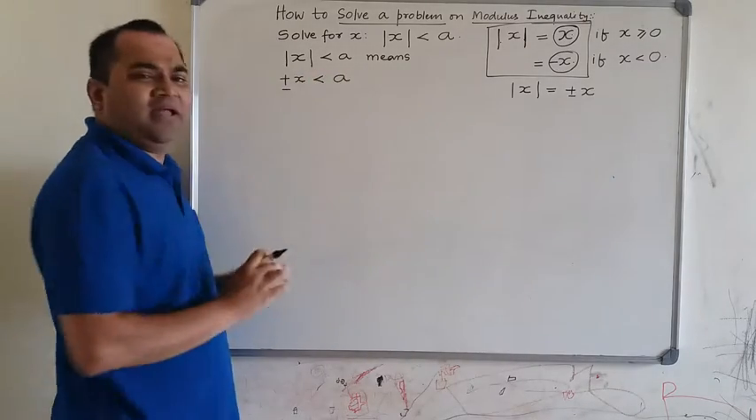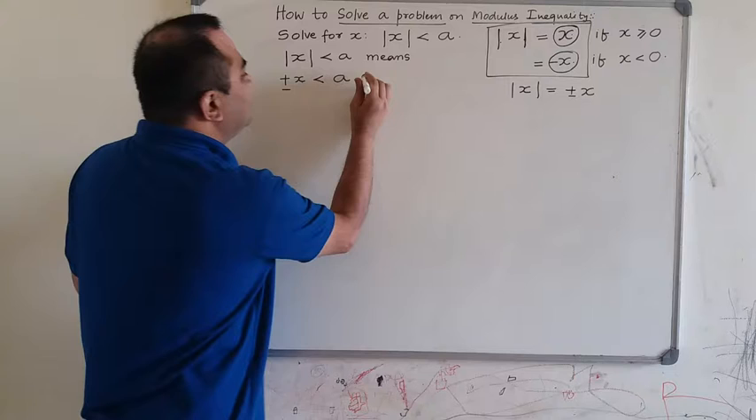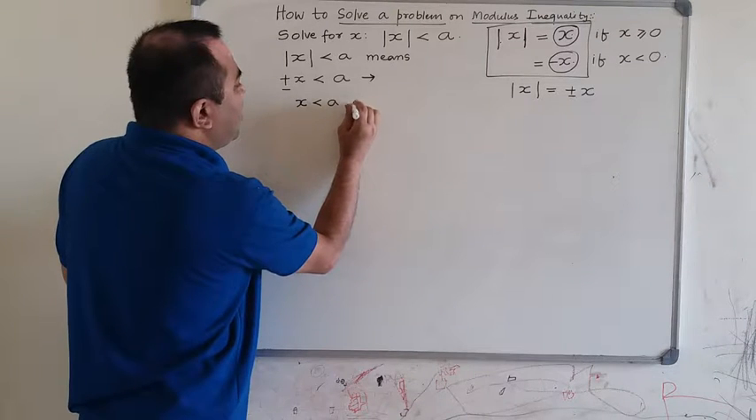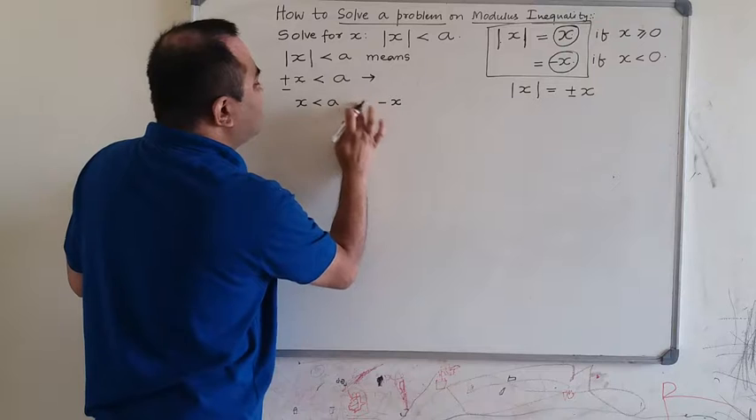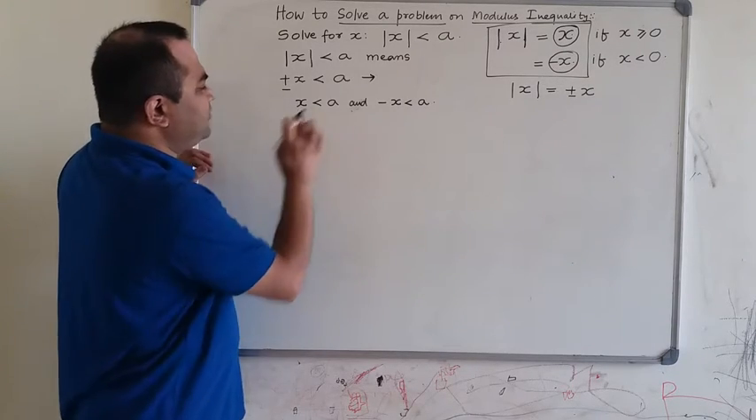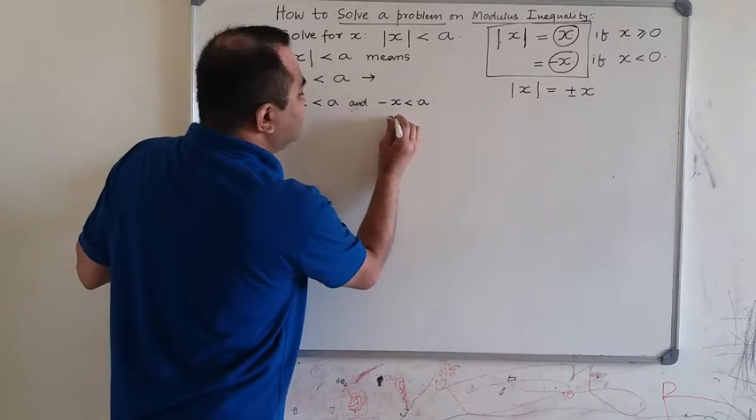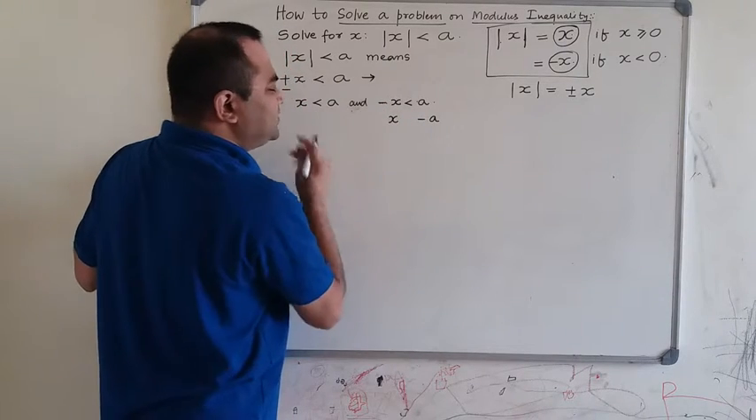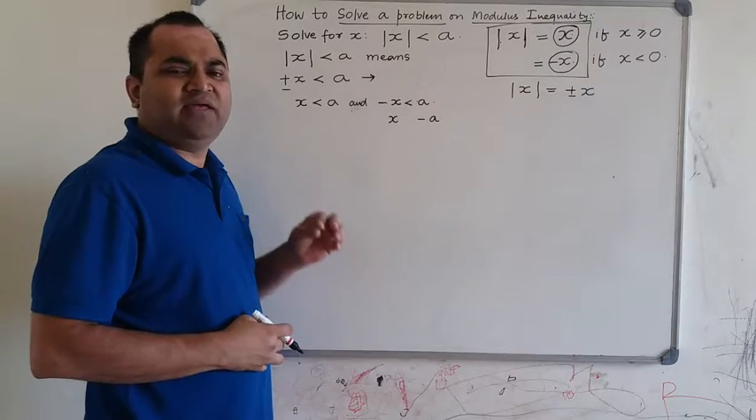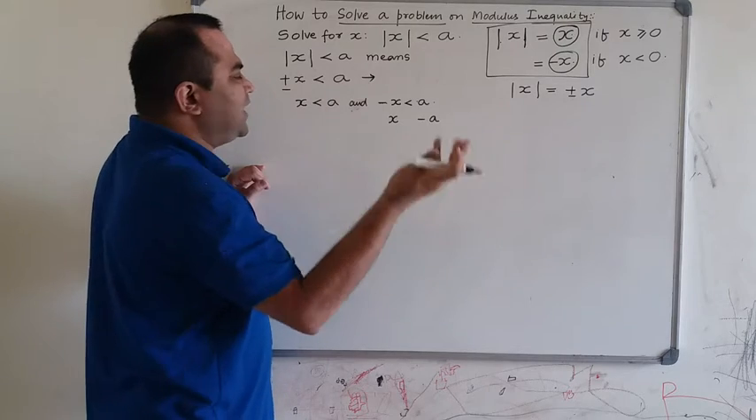Let us write this inequality separately, with one having the positive sign and the other having the negative sign. So what we get is positive x is less than a, and, not or, you must use the word and, minus x is less than a. Positive x is less than a and minus x is less than a. Transfer this negative sign to the right side. Transferring the minus sign is the same as multiplying both sides of the inequality by minus 1. Or let us keep it simple. Transfer the negative sign to the right side.